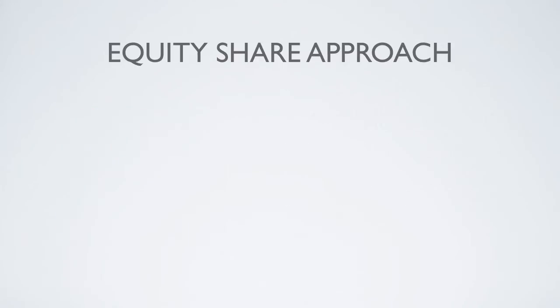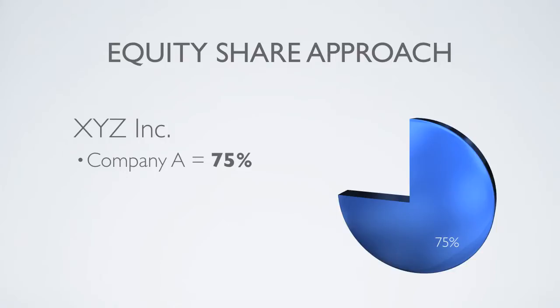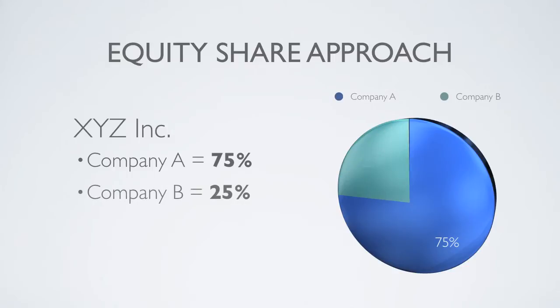To illustrate the equity share approach, let's assume that Company A and Company B have a joint operation. We'll call it XYZ Inc. Company A has a 75% equity share in XYZ, and Company B owns the remaining 25%. Under the equity share approach, both companies would include XYZ in their organizational boundary. However, Company A would only account for 75% of its emissions, and Company B would account for the remaining 25%.